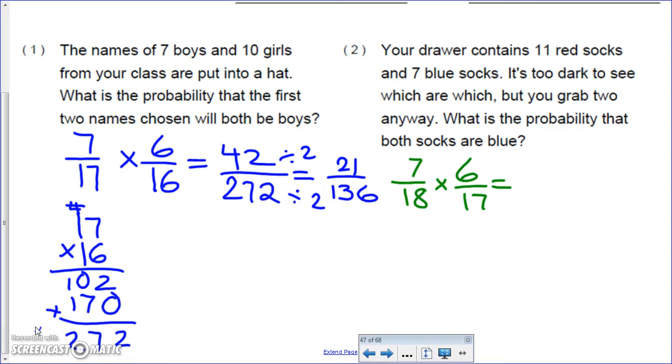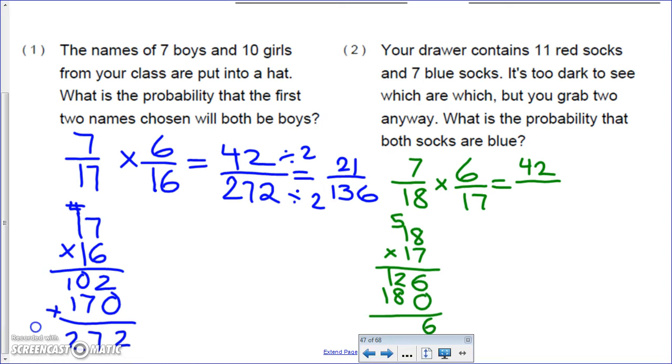So 7 times 6 is 42. And then we're going to multiply 18 by 17, which gets us 306. Both numbers can be divided by 6, so we get 7 over 51.